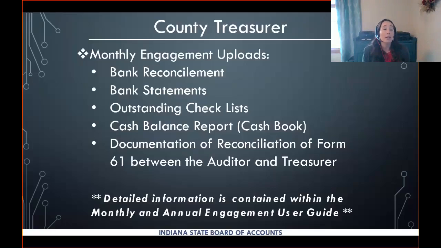We don't care who uploads it. Both don't need to upload it. Only one needs to upload it. So you need to work with your auditor or your treasurer and determine how that should be handled best, because each county runs just a little bit differently. So it needs to work for your county, okay? All right, next one.